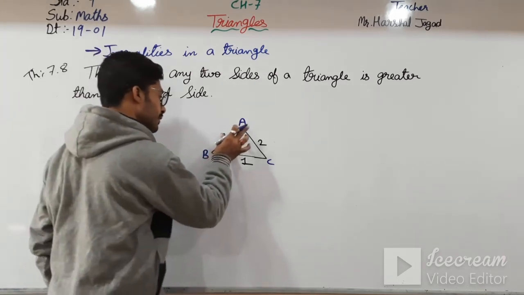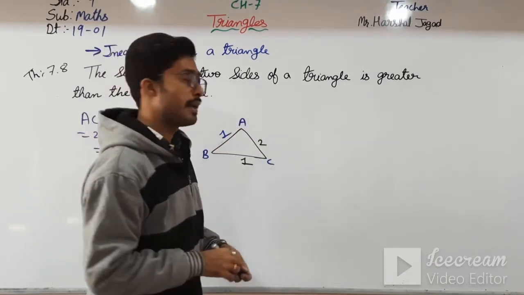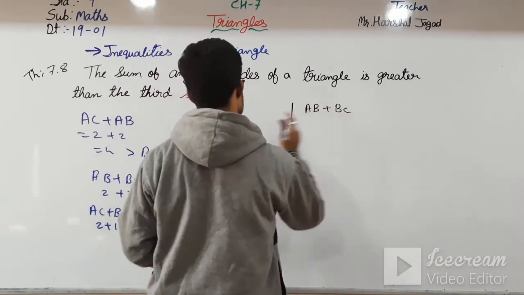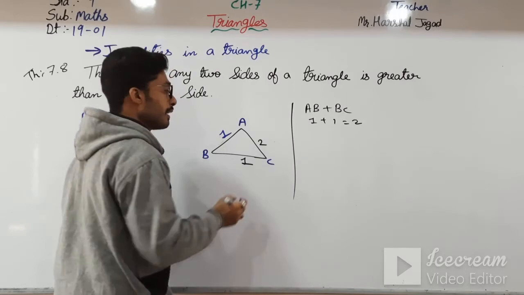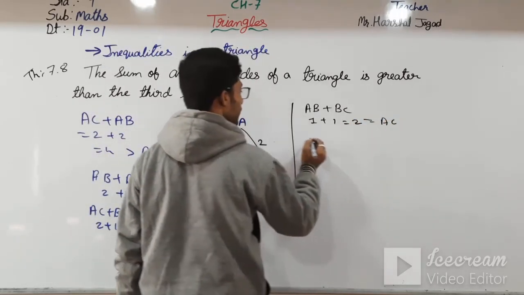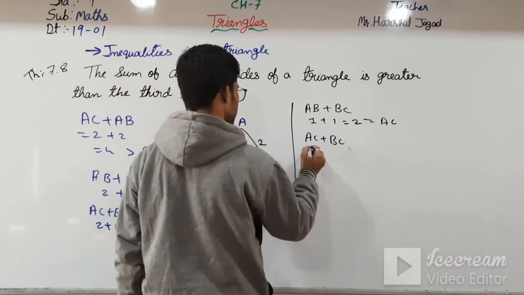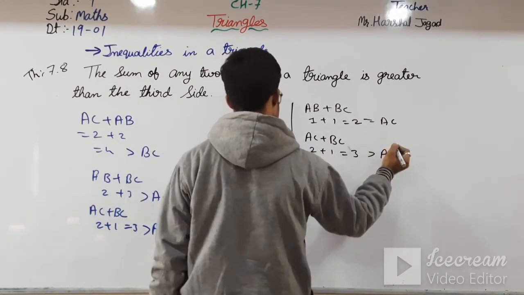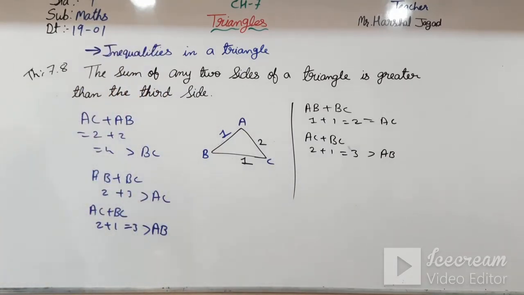And if in place of 2, I take 1 over here, let us see what happens. AB plus BC is 1 plus 1, that is 2, and this is equal to AC. Then AC plus BC is 2 plus 1, that is 3, which is greater than AB. So you can see some of these triangles satisfy and some do not satisfy this theorem.